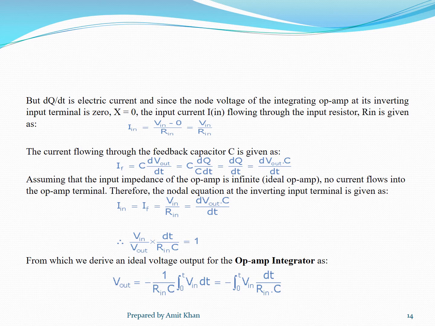Then, assuming that the input impedance of the op-amp is infinite, no current flows into the op-amp terminal. Therefore, the nodal equation at the inverting input terminal is given as I_in equals I_F, that is V_in by R_in equals C dV_out by dt. So the output of the op-amp as integrator becomes V_out equals minus 1 by R_in C integral from 0 to t of V_in dt.